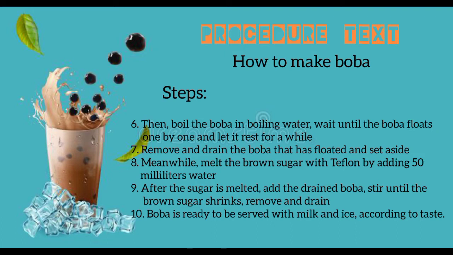9. After the sugar is melted, add the drained boba. Stir until the brown sugar shrinks. Remove and drain. 10. Boba is ready to be served with milk and ice according to taste.